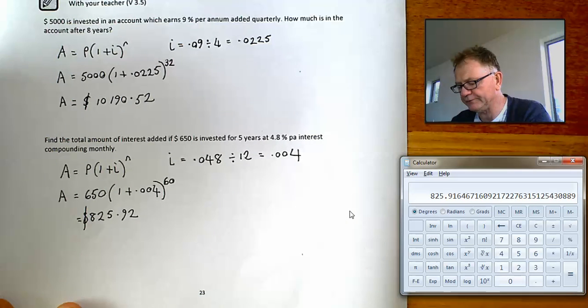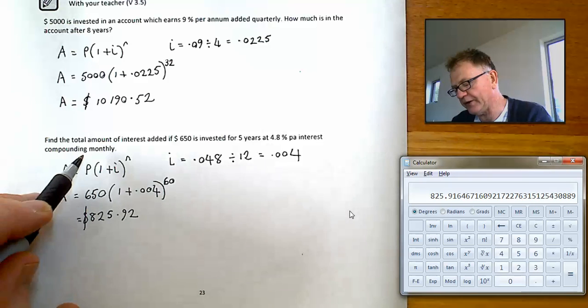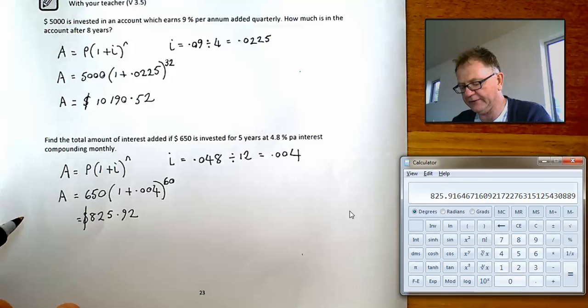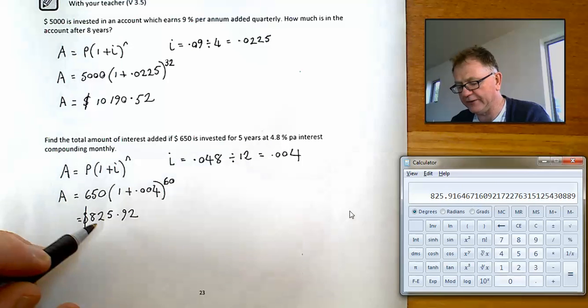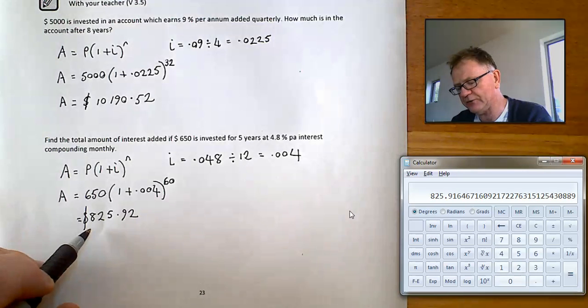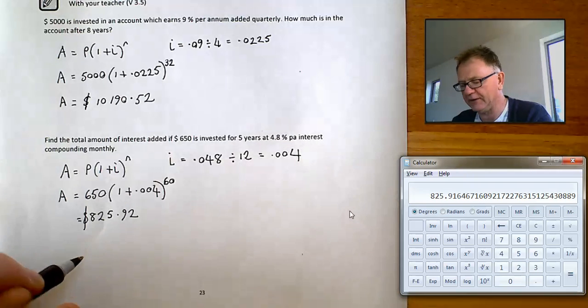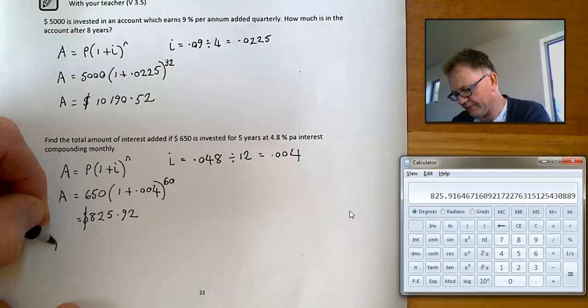But be careful. This question didn't ask me for the amount in the account at the end. It asked me for the total amount of interest added. The compound interest formula, unlike the simple interest formula, gives you the total in the account. That's what we've got here. The simple interest formula just gave you the amount of interest added. This question asked us for the amount of interest added. Now, if that's the total in the account at the end, we have to take off what we started with, that 650, to give us the amount of interest added.